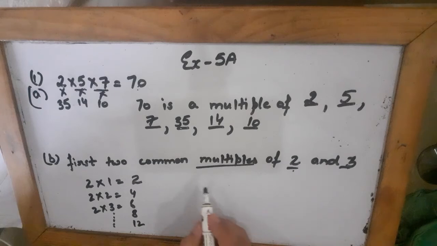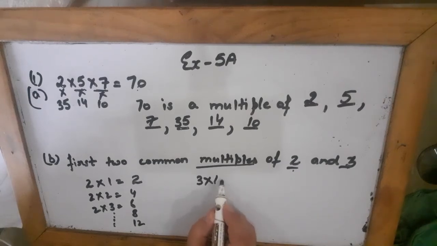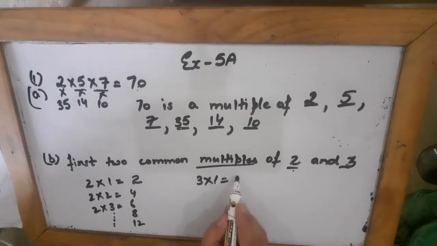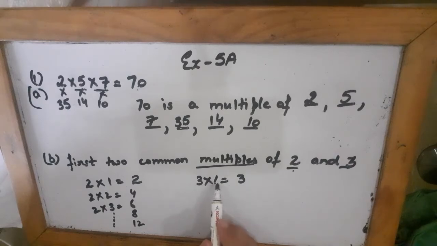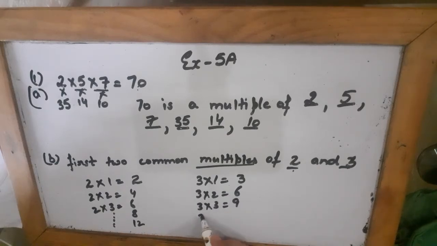And to find the multiples of 3, what will I do? I will multiply 3 with the first numbers. 3 into 1 is 3, 3 2s are 6, 3 3s are 9, 3 4s are 12, and then 3 5s are 15.